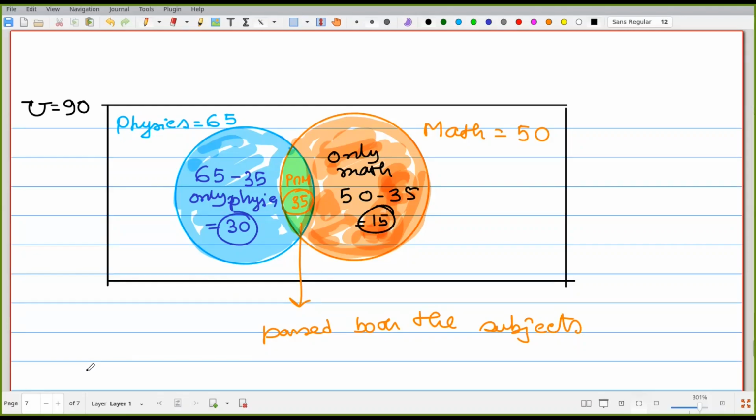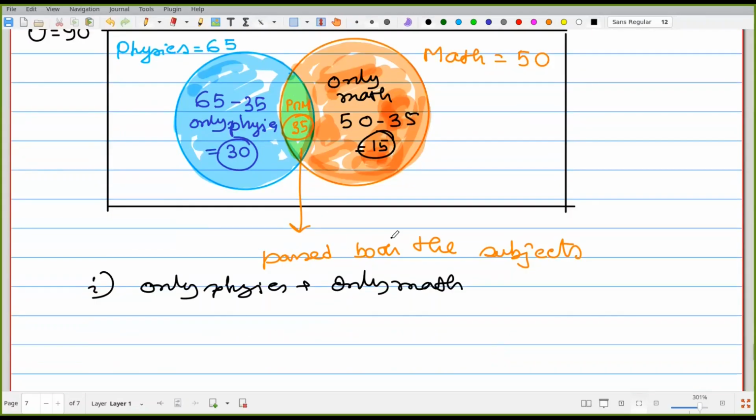So if we want to find out the first one, who has passed only physics plus only math. Whatever I have drawn here using color is not important for your proof for the Venn diagram. I am just coloring it to demonstrate it. So only physics plus only math is equal to 30 plus 15 or 45 here.